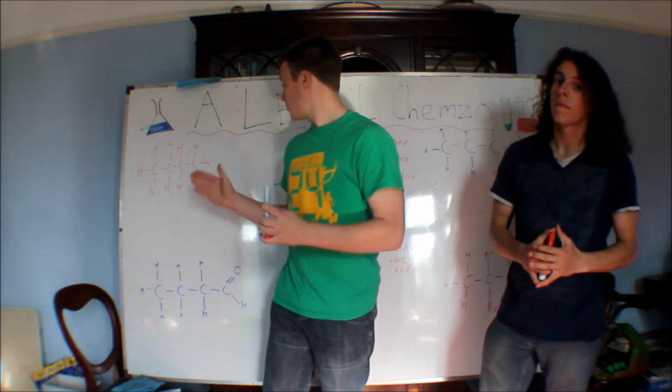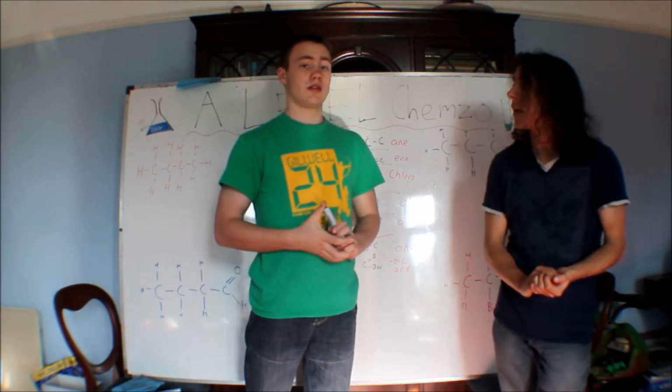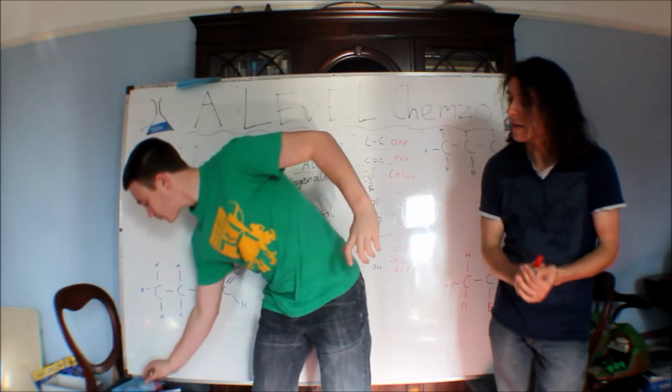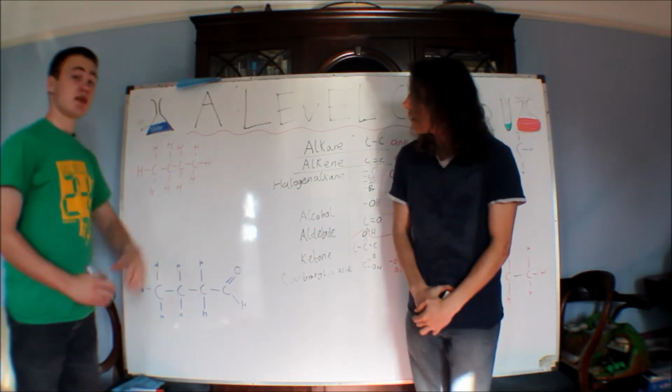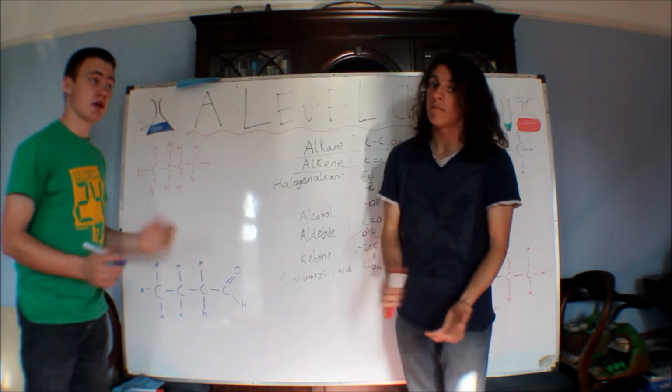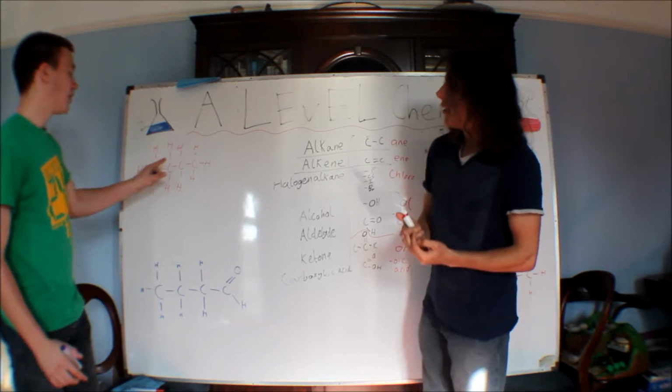Have you noticed we've drawn four different examples on the side? We have, and we're going to go through them all now. I'm going to name them right now. Let's start up here. This is quite a simple one. This is a hydrocarbon, like we spoke about at the beginning. And it's an alkane, as there's no double bonds. How many carbons are there?